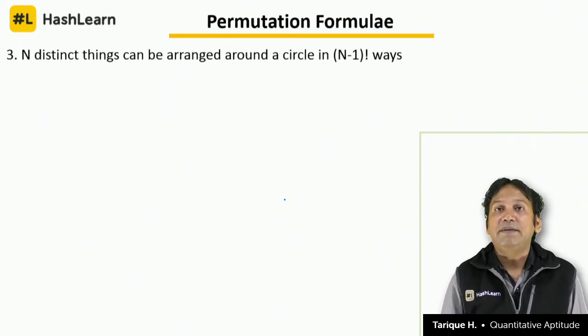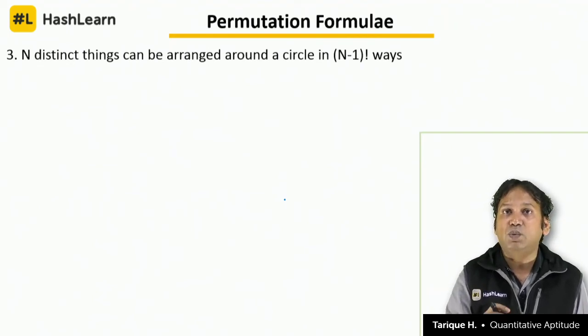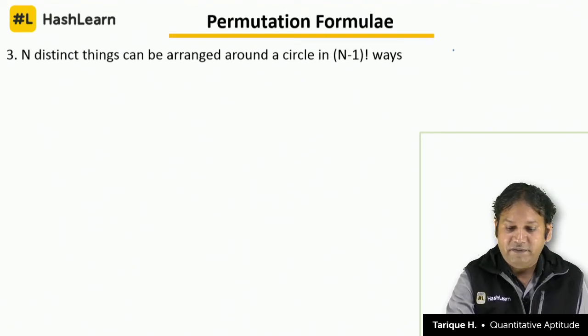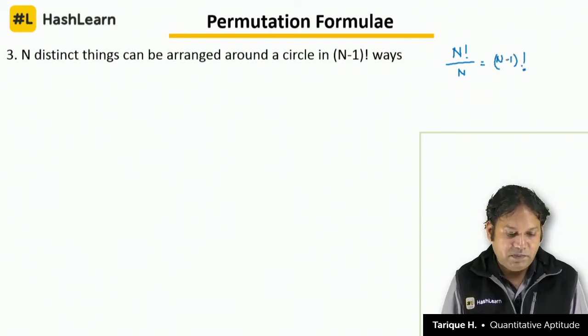Now, the reason behind this is that for every n arrangements in a line in a row, there is one arrangement around a circle. We divide the total arrangements n factorial by n and we get n minus 1 factorial. Okay. So, just for the time being, just keep this much in mind.